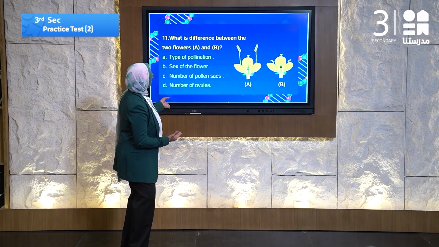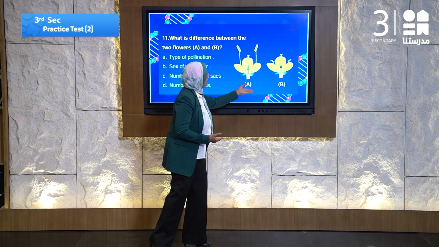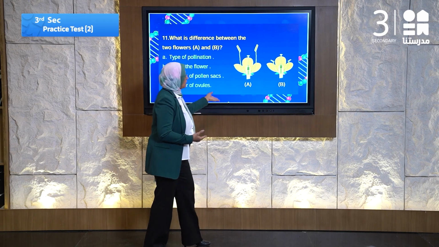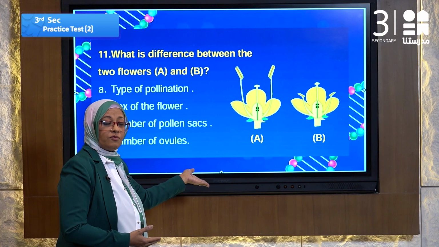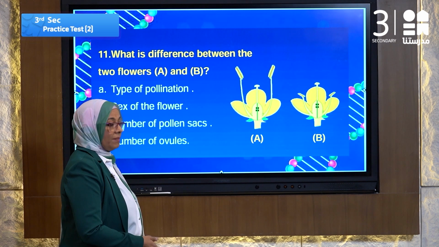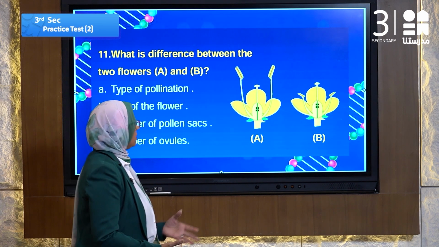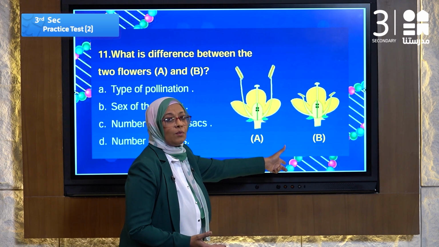Let's go to question 11. What is the difference between the two flowers, A and B? This flower is hermaphrodite. Hermaphrodite means it contains the female organs and male organs. They are found together in the same flower.